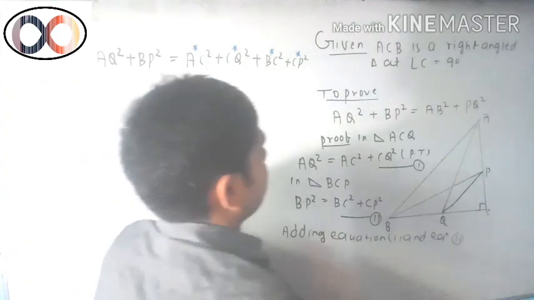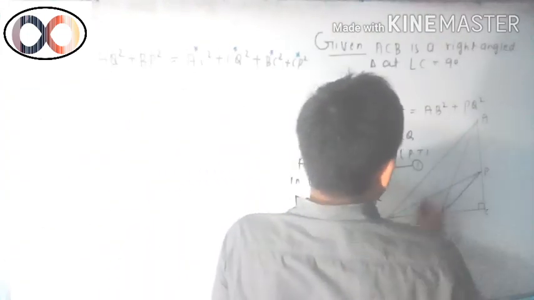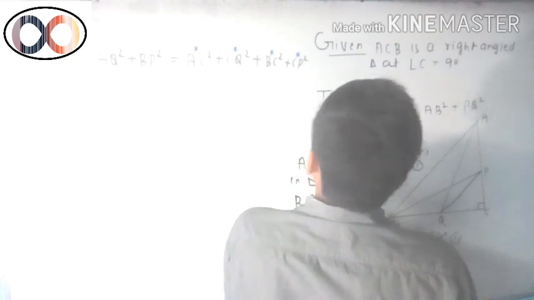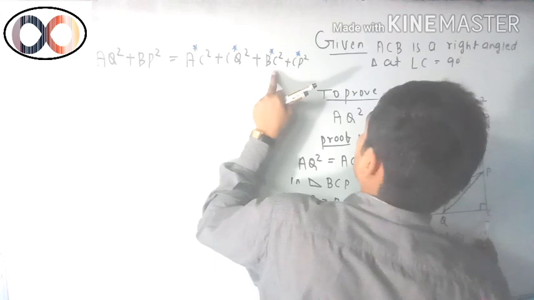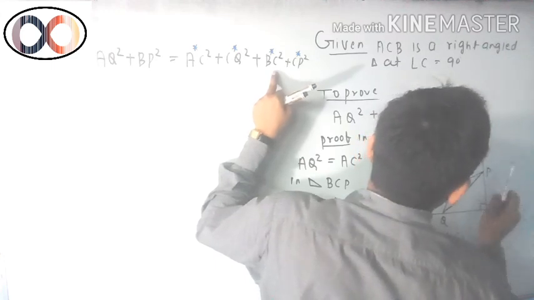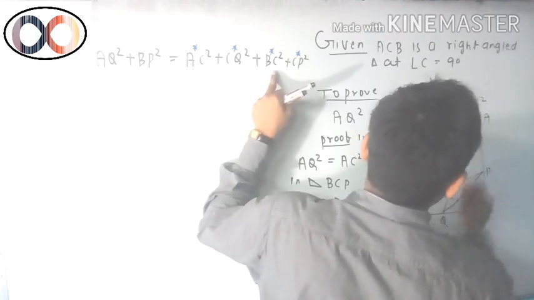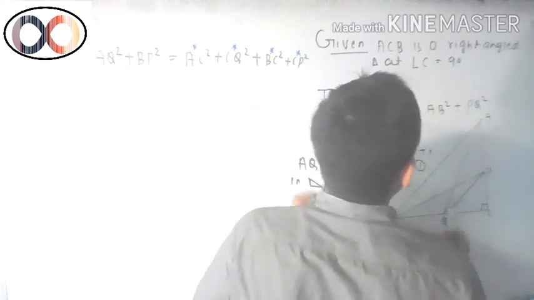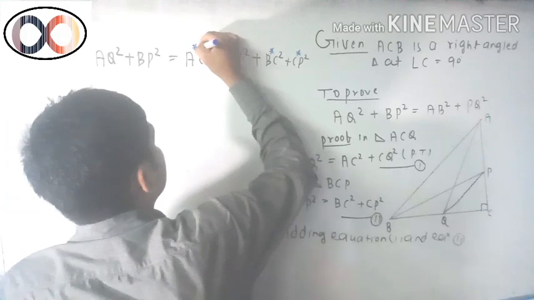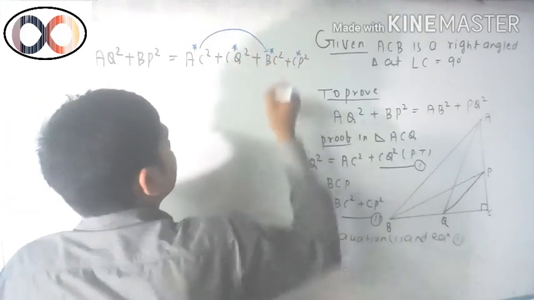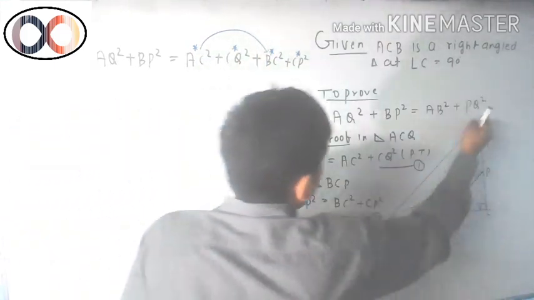First of all, please check where the AB square is. This is the AB square, and we have AC square plus BC square. So we can write AC square plus BC square equals AB square, due to right angle triangle ABC. So AC square plus BC square, we can write what? AB square.